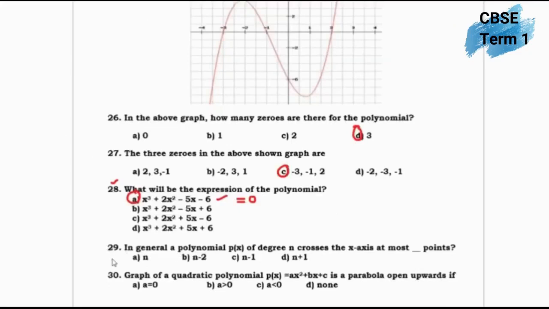29th question, in general, a polynomial p of x of degree n crosses the x-axis at how many points? The correct answer is n, because for a cubic polynomial, the points at which it intersects the x-axis will be at most 3. For quadratic polynomial, it will be 2, and for linear polynomial, it will be 1. So a polynomial of degree n crosses the x-axis at most n points. So correct option is A.